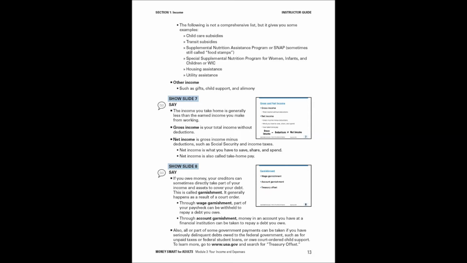Slide number 7 gets into gross and net income. You're speaking about the differences between the two. Slide 8 goes into garnishment.